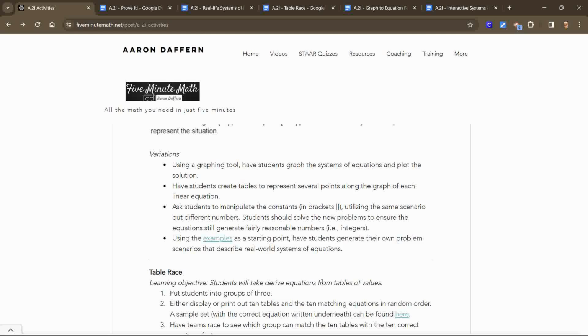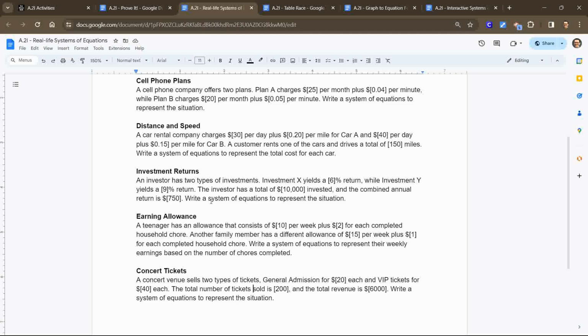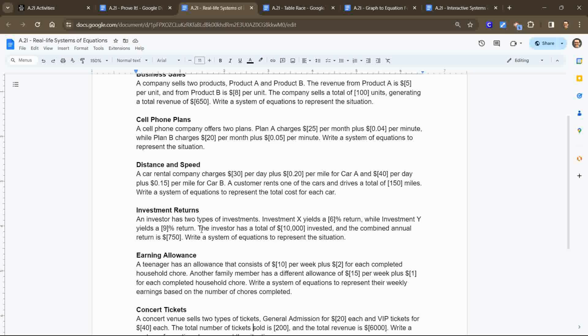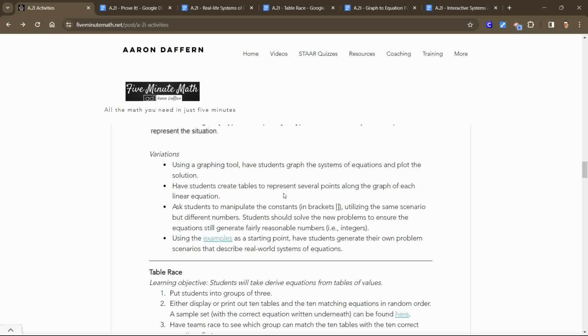Then they solve those, but they want to make sure that the numbers are fairly reasonable. We don't need a whole bunch of decimals. It'd be great if we had integers. And then using those examples as a starting point, have students generate their own problem scenarios. So maybe something like that, but they use that as an exemplar. So this really helps because, rather than choosing all 6, this gives students a little bit of choice. They get to choose the 3 that they want, and then they get to choose who they want to check their work with. So that's our second activity.